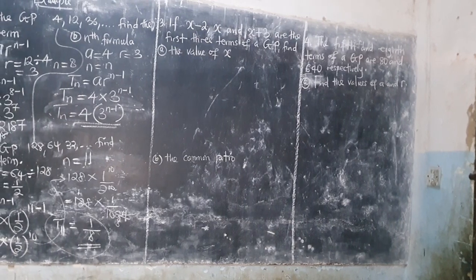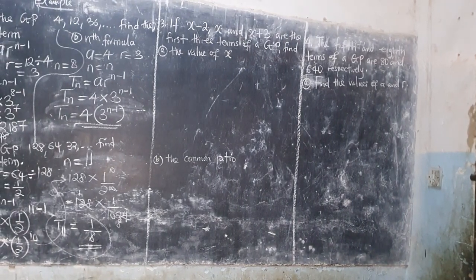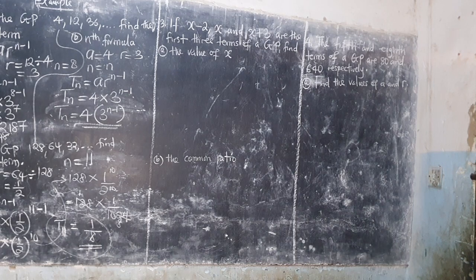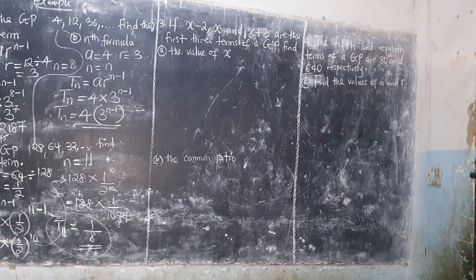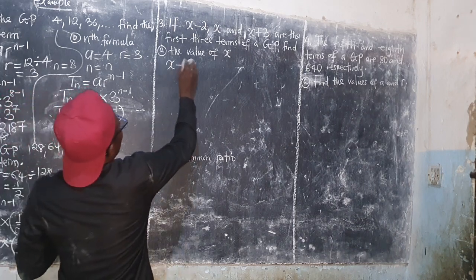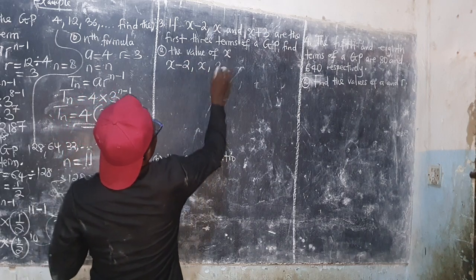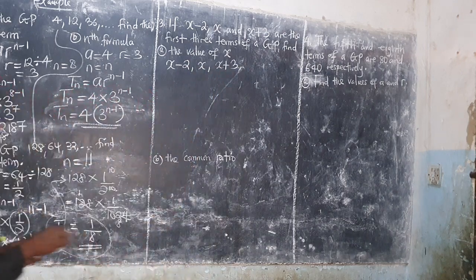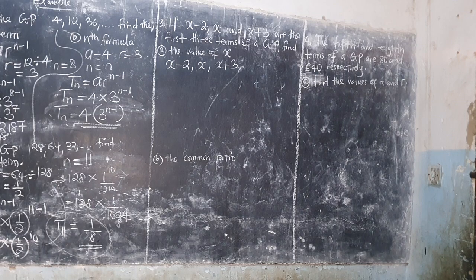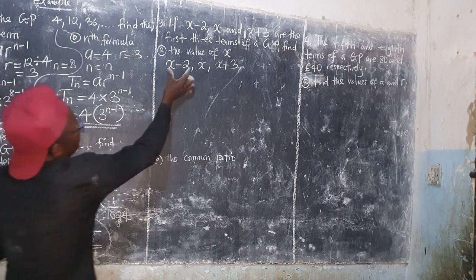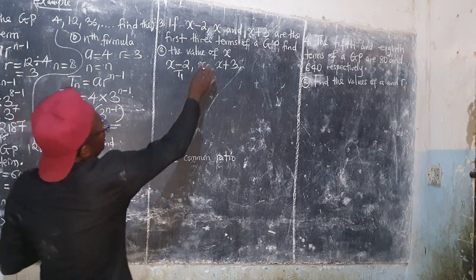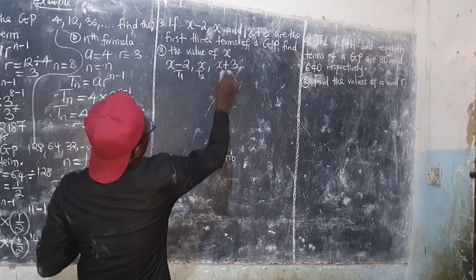Okay, let's proceed. Now let's pay attention to the other one. If x minus 2, x and x plus 3 are the first 3 terms of a GP, find the value of what? X. So we say x minus 2, x and what? X plus 3. Those are the terms. You will see this in the exam, 3 marks. We want to find the value of what? X. So x minus 2 is term number 1, x is term number 2, and x plus 3 is term number 3.